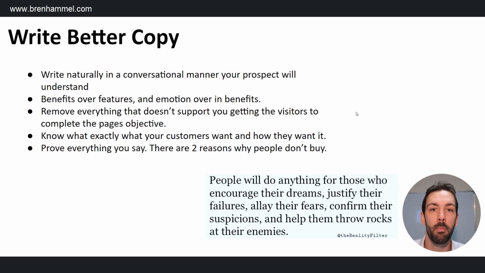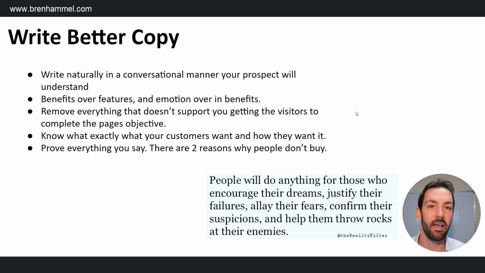And the two reasons why people do not buy. And lastly, I have a quote: people will do anything for those who encourage their dreams, justify their failures, allay their fears, confirm their suspicions, and help them throw rocks at their enemies. If you use this, even in your day-to-day interactions, let alone how your business operates, you'll get along with people so much better. So you want to encourage people: get this brand new home, brand new kitchen, this stunning status-orientated benefit and emotion associated with the product and service that you deliver.